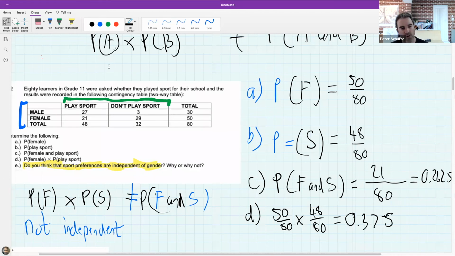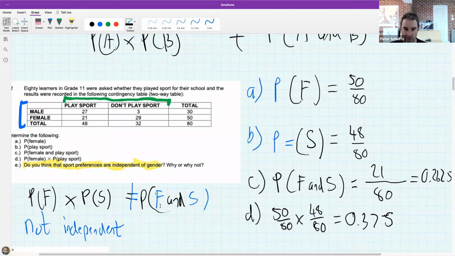Now, the reason students find this confusing is they get mixed up, like, should I do female? Should I do male? Should I do sport? Don't play sport. You just choose one. So you choose one from the first event, so male or female. You choose one from play sport or don't play sport. And then you need to choose the and of those two that you chose. Now, obviously, if you chose male, it'll be a different group than if you chose female, but the choice is yours. Both ways will get you the correct answer.